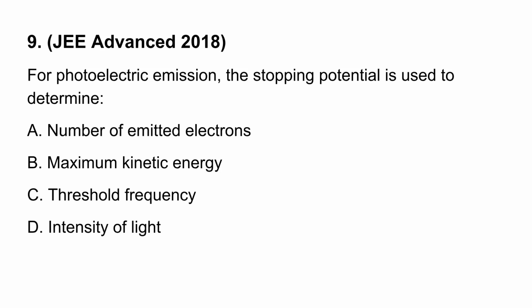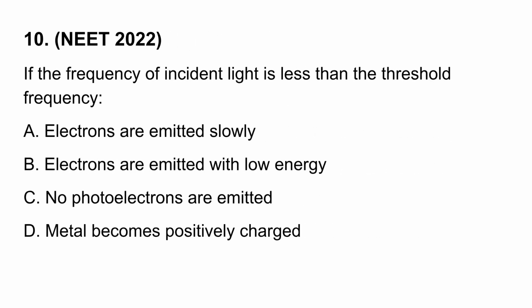Question 9 from JEE Advanced 2018. For photoelectric emission, the stopping potential is used to determine A. Number of emitted electrons, B. Maximum kinetic energy, C. Threshold frequency, or D. Intensity of light.